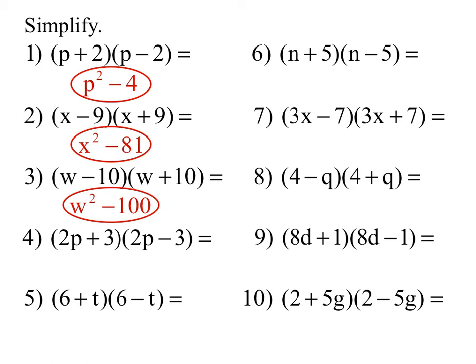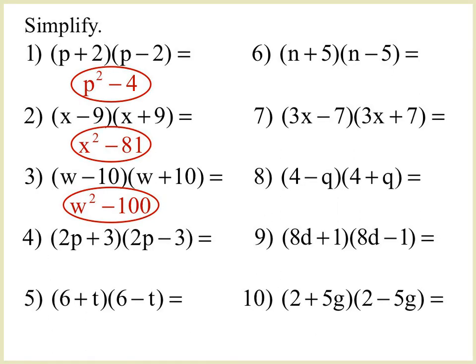Now, number 4, a little bit different. I'm squaring everything in there. So, I'm squaring my 2. That's 4. I'm squaring the p. That's p squared. And I'm squaring the 3. That's 9. 4p squared minus 9.